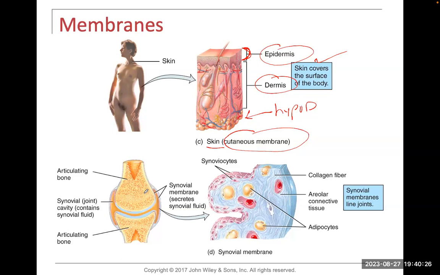The synovial membranes are going to line the joints. So here is one bone, here's another bone, and the joint is in between. And here we have a synovial membrane. The synovial membrane secretes synovial fluid, and the synovial fluid circulates and moves and helps to nourish here, the blue, these cartilage cells. Good, healthy movement helps to nourish the cartilage cells.